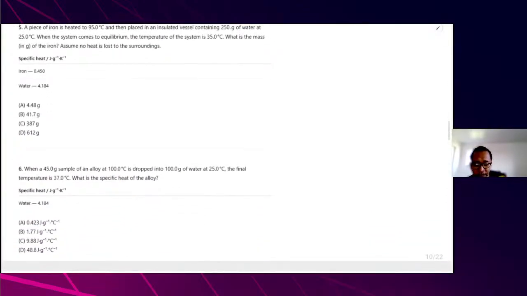And then number 5: a piece of iron is heated to 195 degrees Celsius.